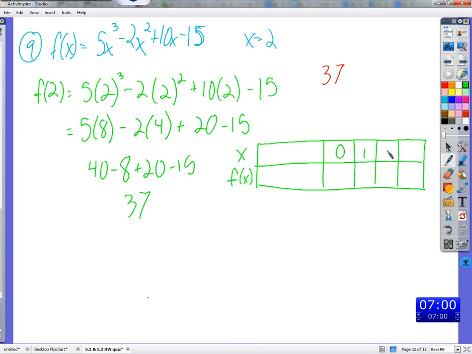Do 1, 2, 3, negative 1, negative 2, negative 3. Oh my goodness, so we make all of those? Yep. We have like 7 more. Well, 0 is really easy. 1's not bad at all. 2 we've already done. So you really just have like 4.